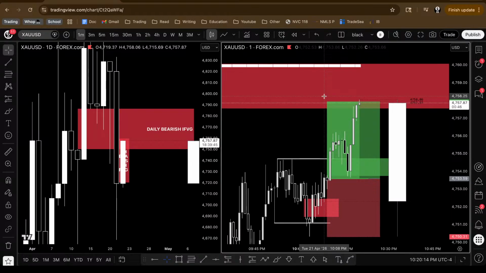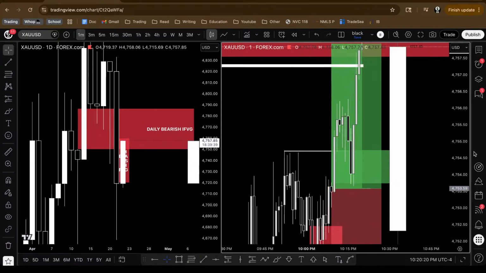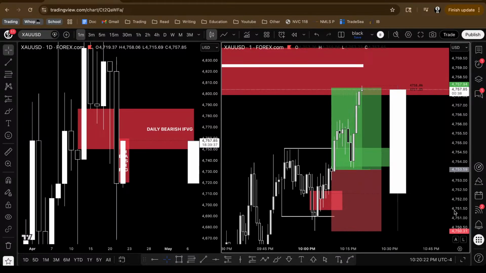All right, we tapped into the 1 hour FVG. Beautiful trade. Beautiful trade. Almost took us out at break even, but like I said, guys, as long as it stays inside of this gap, it's still respecting it. That was an easy trade, honestly.